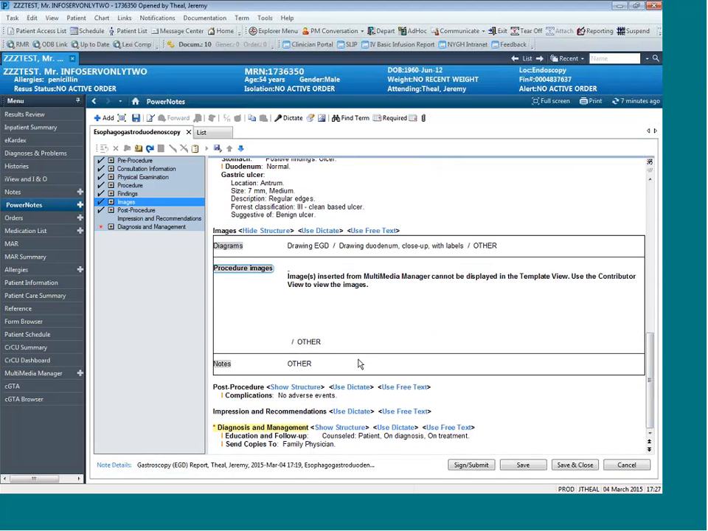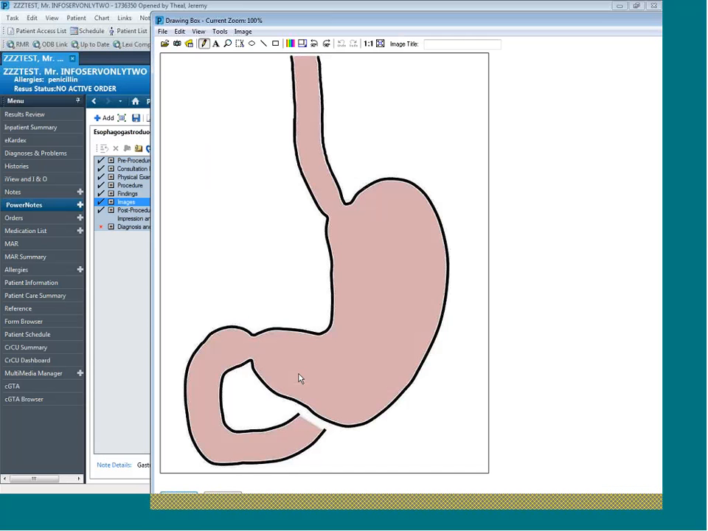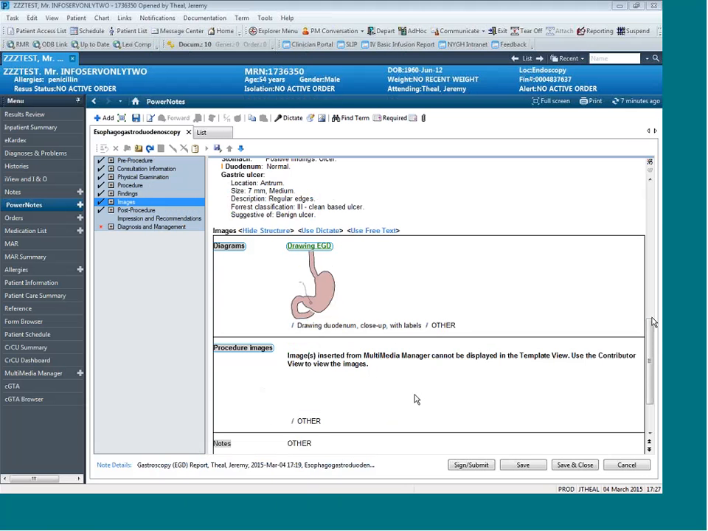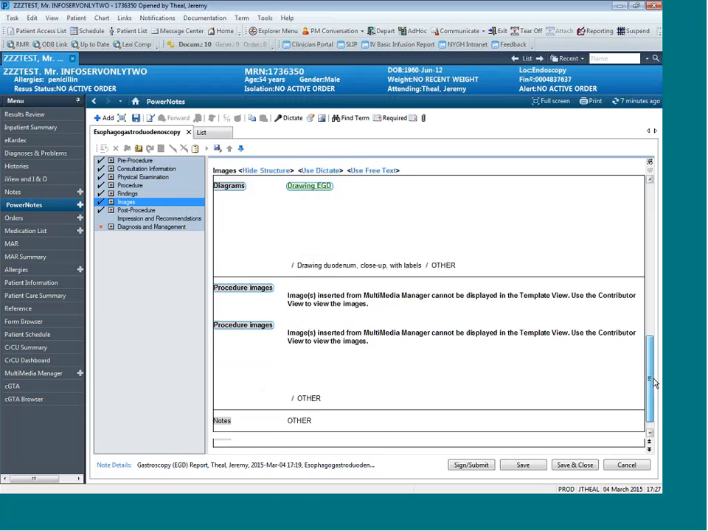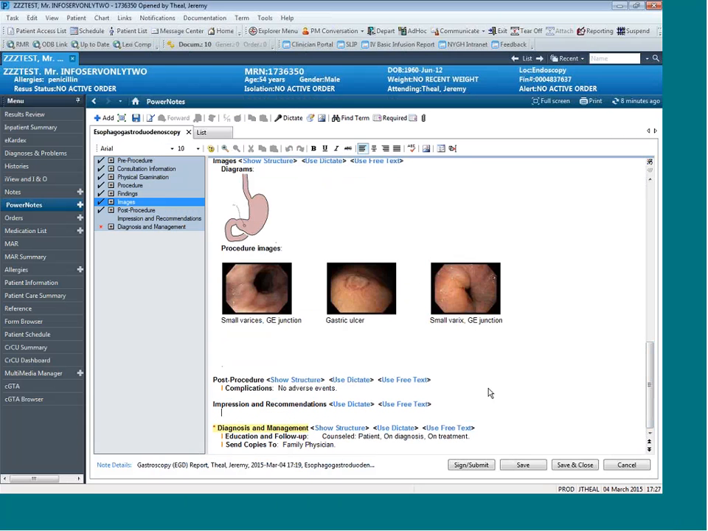Okay. So I've inserted my pictures, and I'm also going to insert a picture of the stomach, and I'm going to indicate where I found the ulcer, and include that in the note. And finally, I'm going to dictate my impression now that all my images are in place.